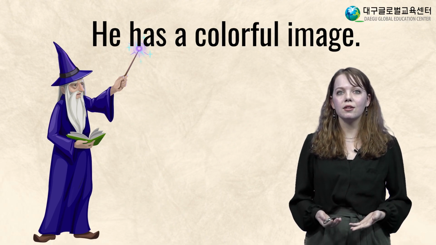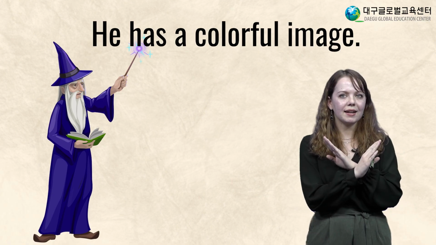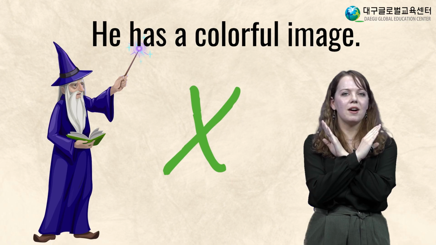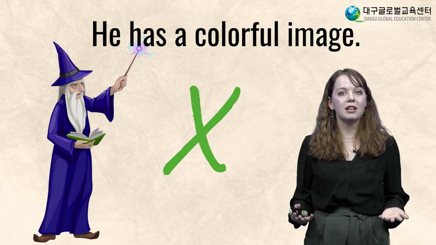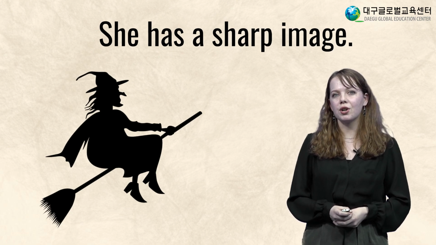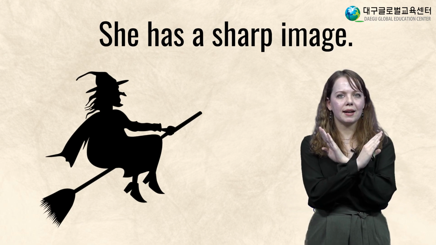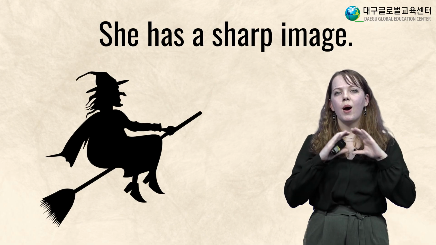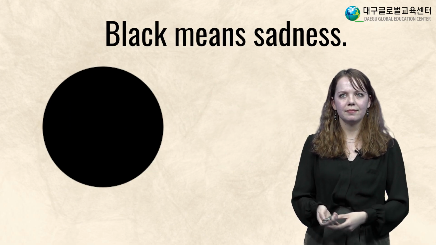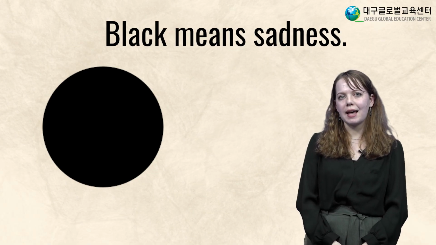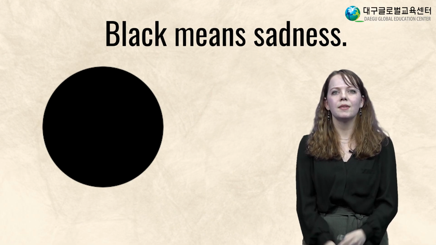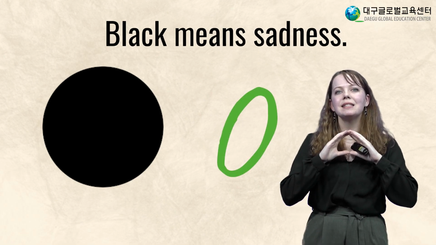He has a colorful image, O or X? X. He does not have a colorful image. Colorful image has many colors. She has a sharp image, O or X? O. You can see many sharp points. Black means sadness, O or X? O. Black means sadness.